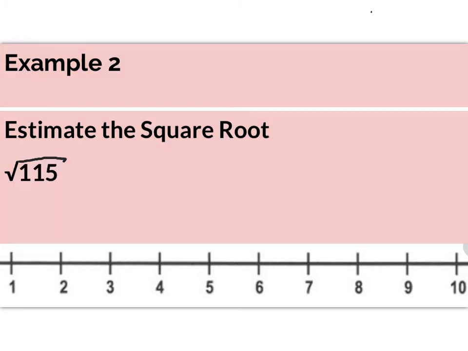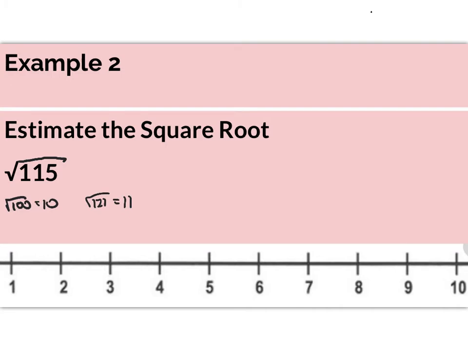Okay, so let's look at our second example here. The square root of 115. So how do we estimate the square root of 115? And again, we don't need a precise number. We just need the best guess. So the low number is the square root of 100, which equals 10. And then the square root of 121 is the next one above 115, which is 11. So now you use your perfect squares to do your estimation.